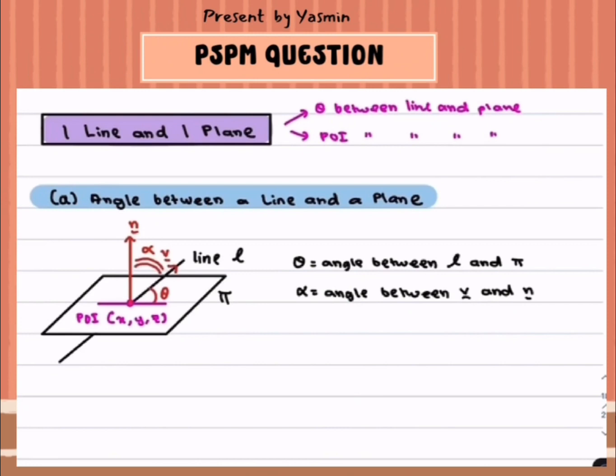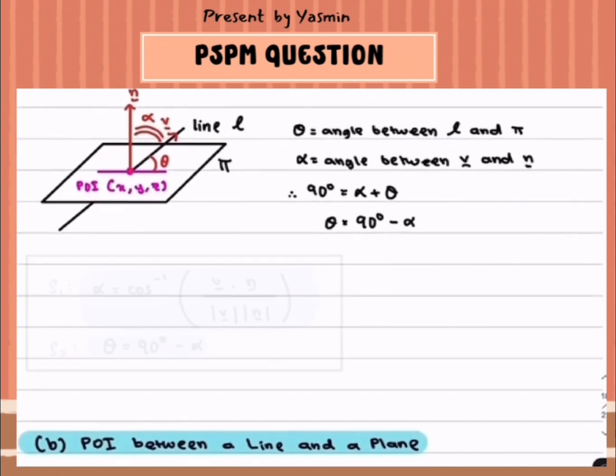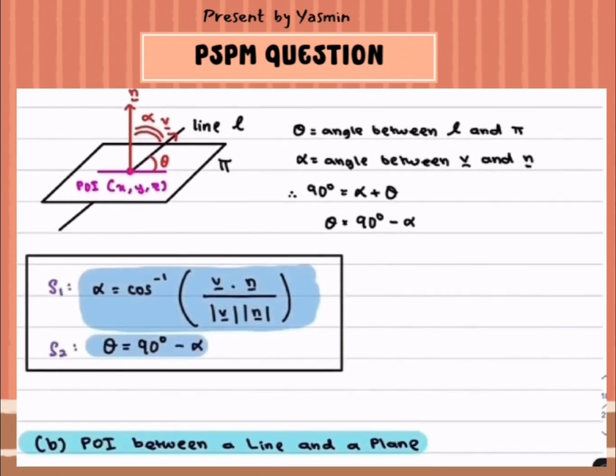But we do know that since this is the normal vector, the angle right here is 90 degrees. And hence 90 degrees is actually angle alpha plus angle theta. And hence the angle theta that we need to find is actually 90 degrees minus alpha, where alpha is the angle between the normal vector and the direction vector. So step 1 is to find alpha by using the dot product. Alpha is cos inverse of v dot n divided by magnitude v times magnitude n, and hence we can find theta.